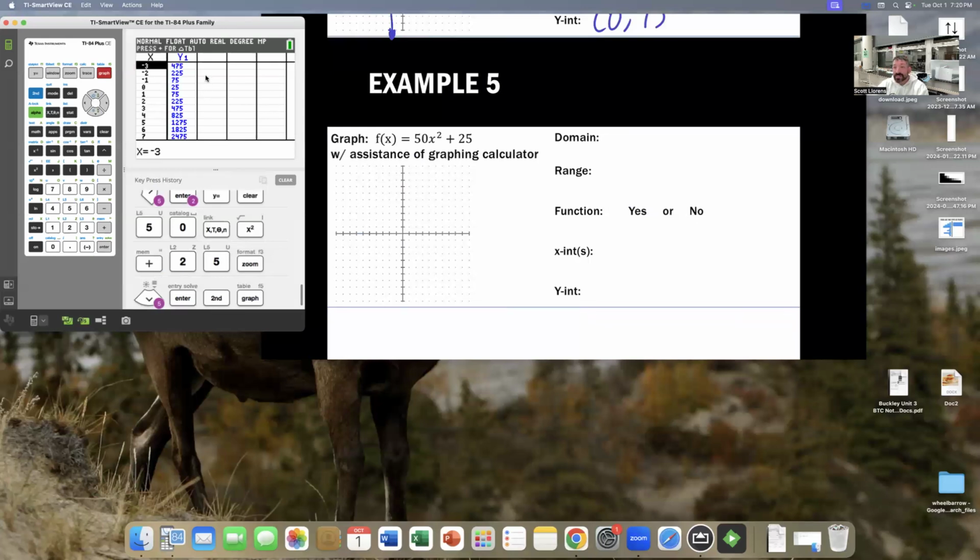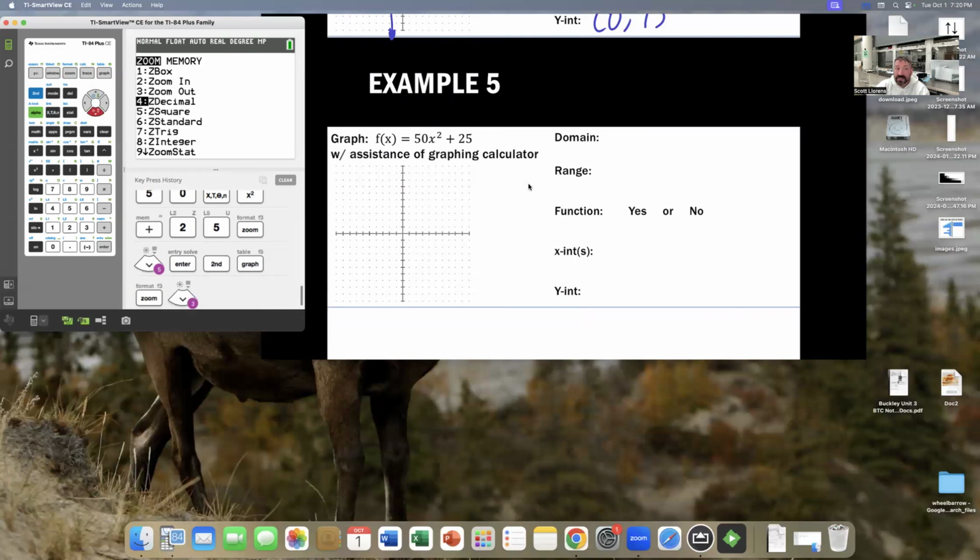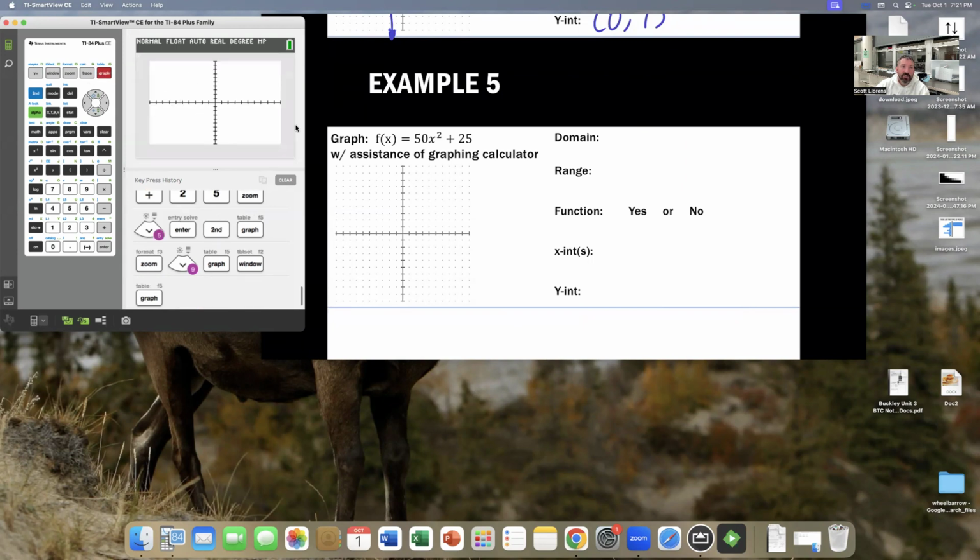What I like to do with this situation, if I don't really know what the graph is supposed to look like, is I like to click on zoom and then go to zoom fit. What that's going to do is it's going to keep your X values in your window the same. So when we go back to this graph real quick, when we go here, it's showing from negative 10 to 10 on the X axis and negative 10 to 10 on the Y axis. When you click on your window, that's what's going on. X min is your smallest X. X max is your biggest X. Y min is your smallest Y. Y max is your biggest Y that they're going to show.